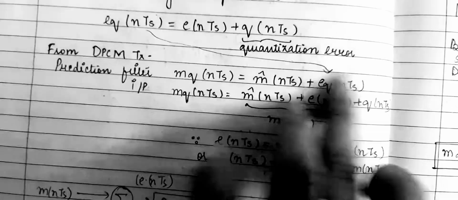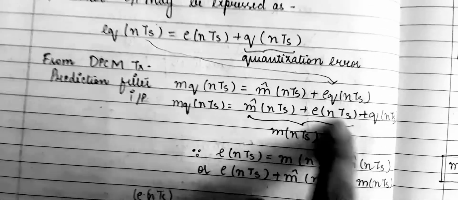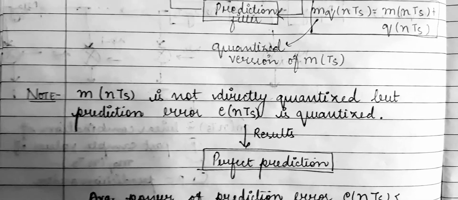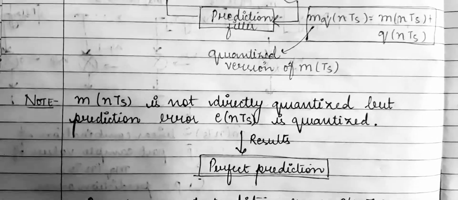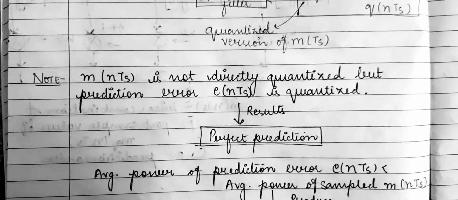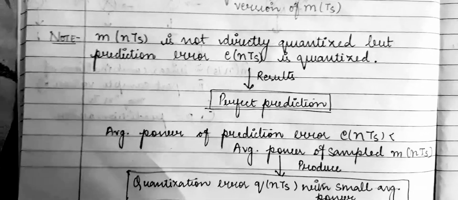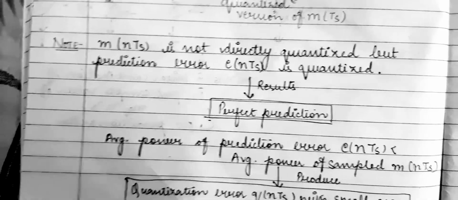Now we get three terms over here. The first two terms represent m(nTs). Now note that m(nTs) is not directly quantized, but the prediction error, that is e(nTs), is getting quantized. That results in a good prediction. And the average power of the prediction error e(nTs) should be less than the average power of the sampled m(nTs) to produce the quantization error q(nTs) with a small average power.